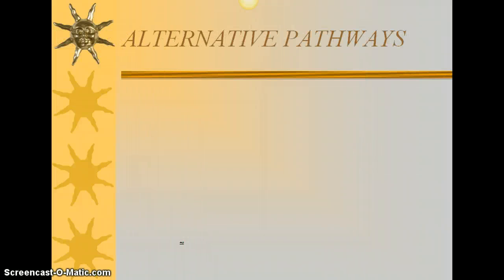Well, some plants just live in different environments where either there's not a lot of light or there's not enough water. And so there's alternative pathways. And I've given you two on your sheet that you can fill in. There are some others in your book you can look up as you'd like.